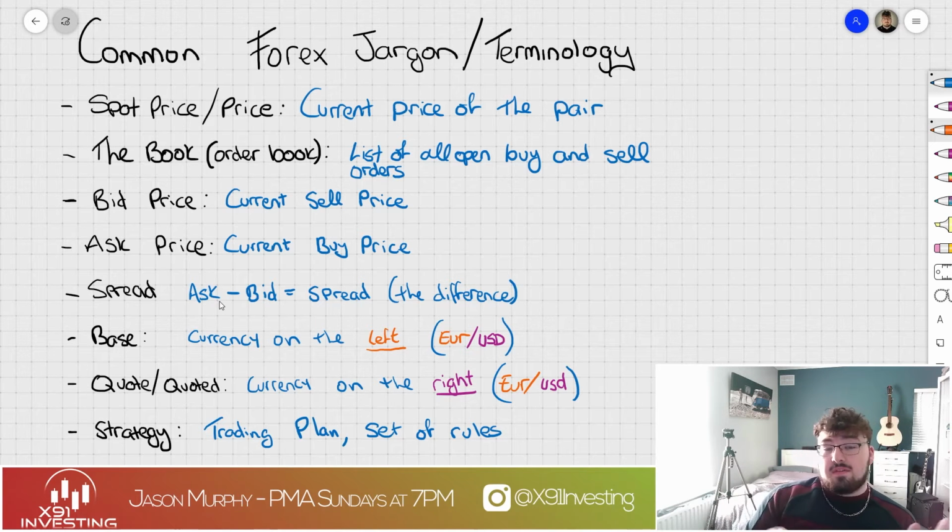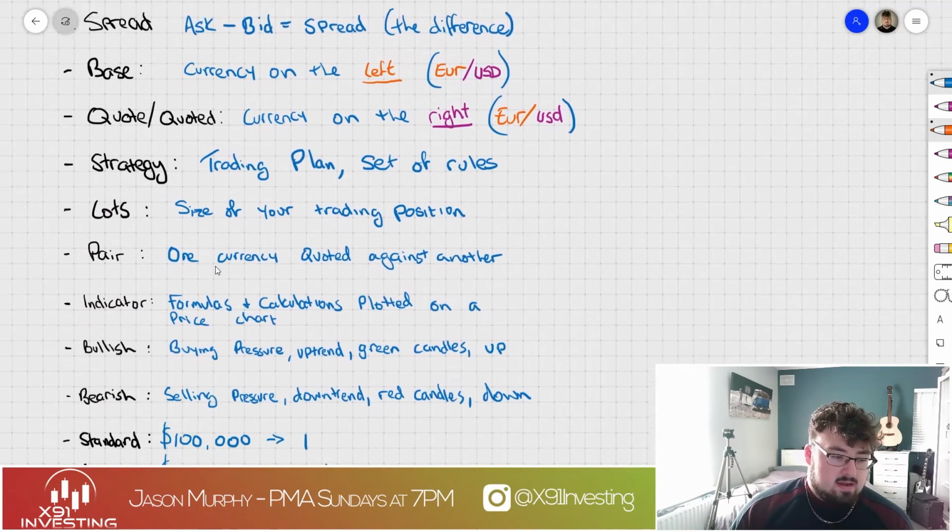So a lot of this stuff is fairly self-explanatory, but this is for the people, as I said in the intro, that might be newer, and some of the jargon that I'm saying, you mightn't fully understand it. So the quoted currency is the currency on the right. It's the one that tells me how many of this currency I get, right? So €1 is the base currency, and the dollar is the quoted currency. The dollar is quoted.